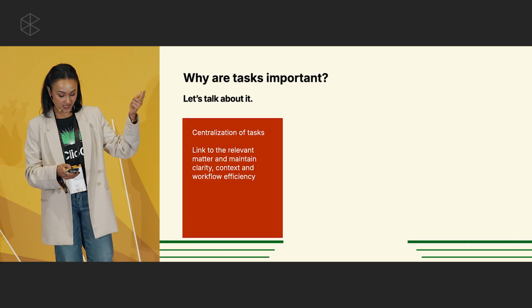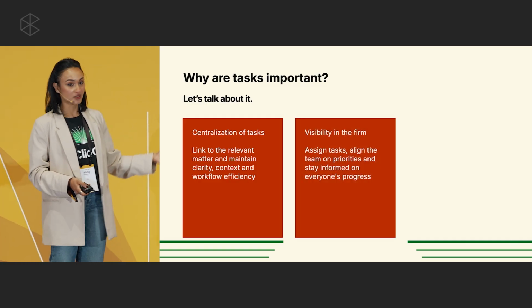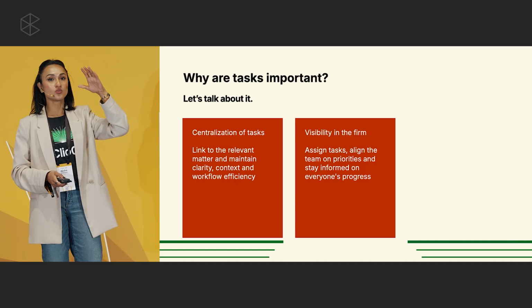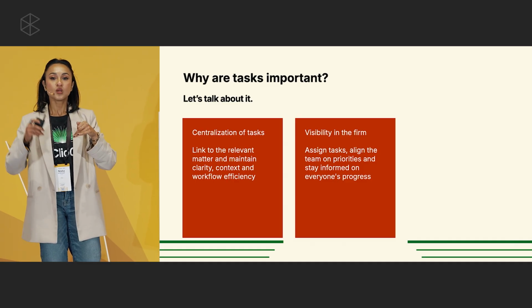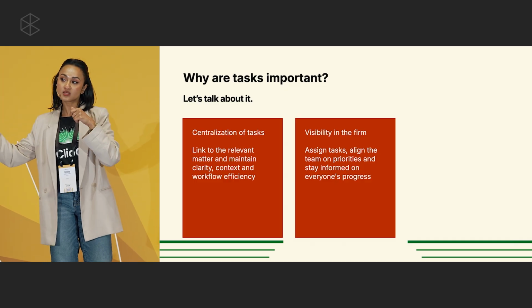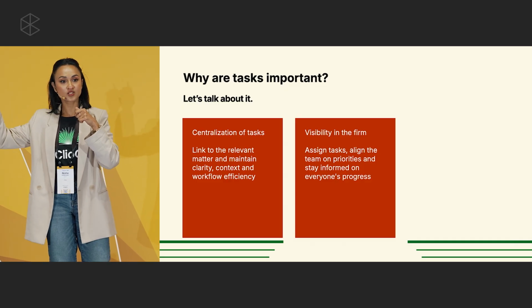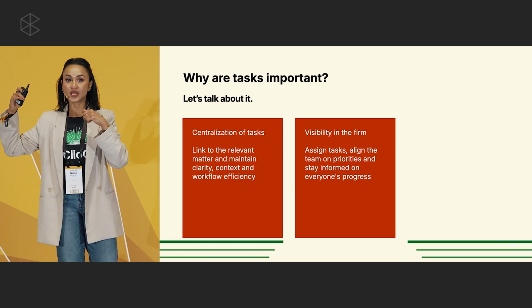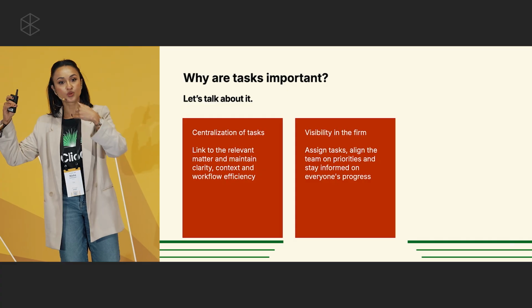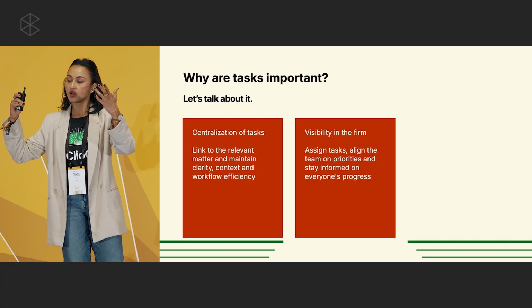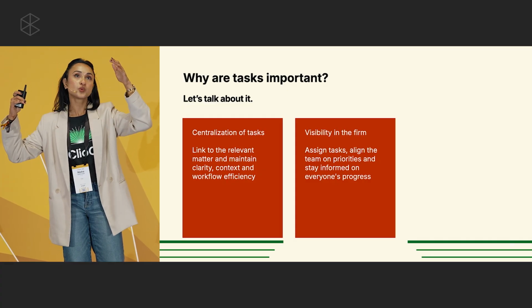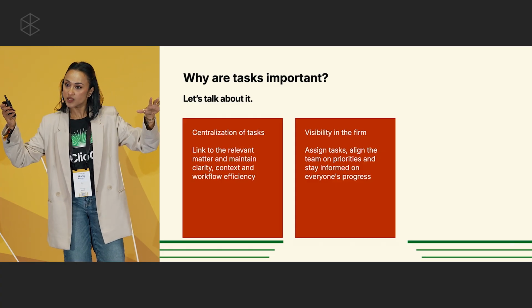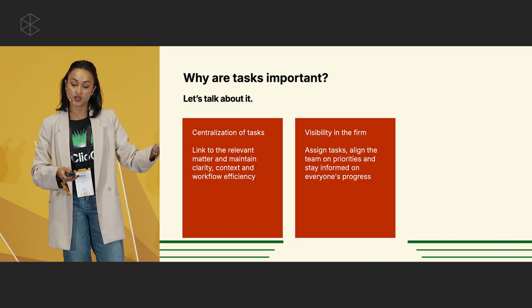The second is visibility. When you think about task lists, they give you not just the visibility of what you need to do, but what everybody else is doing. When is it due? What are the priority levels? And even down the line with reporting, it will help you understand, maybe for someone like Mel, what her workload is like today. Is there something I can move out? So that's another reason why tasks are very helpful.